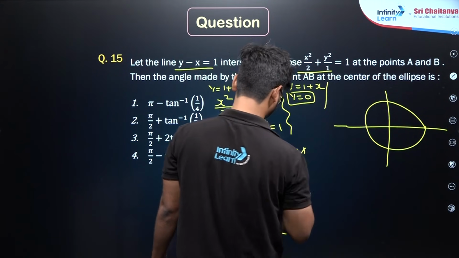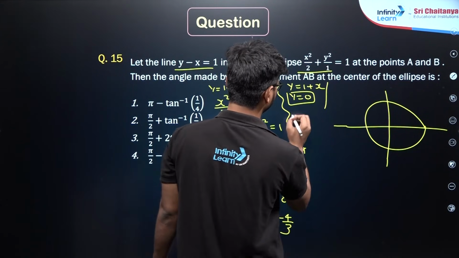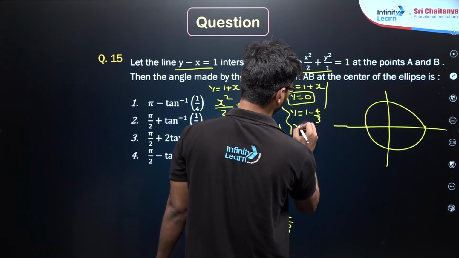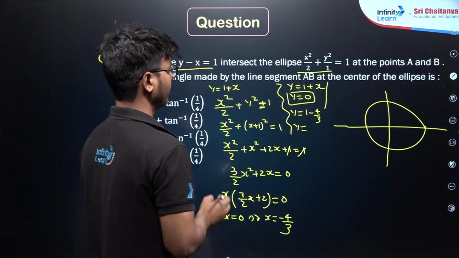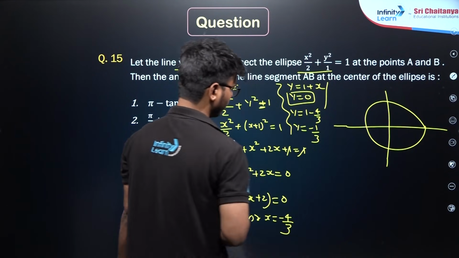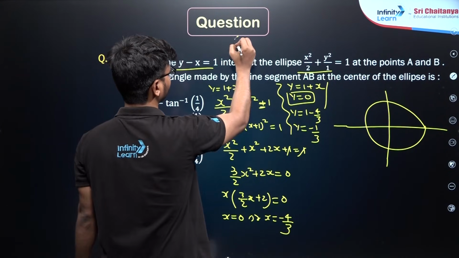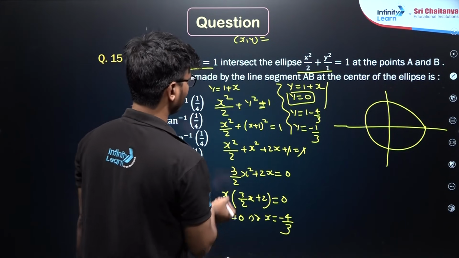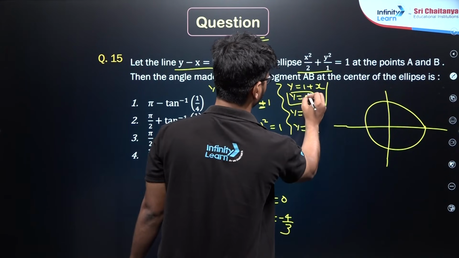And when I put x equals minus 4 by 3, y equals 1 minus 4 by 3. So I am going to get y as 3 minus 4 by 3, which is minus 1 by 3. So the coordinates that I am getting, that is x comma y, is of the form 0 comma, here it is 1, no?